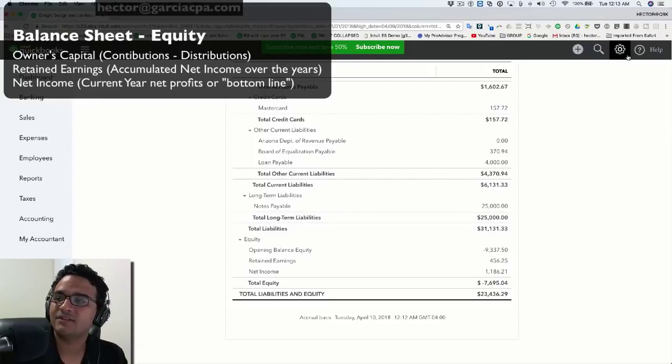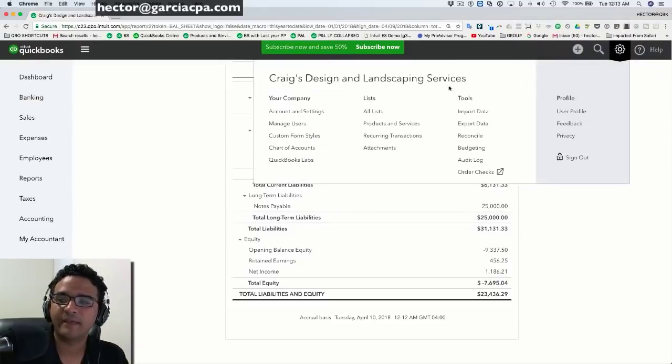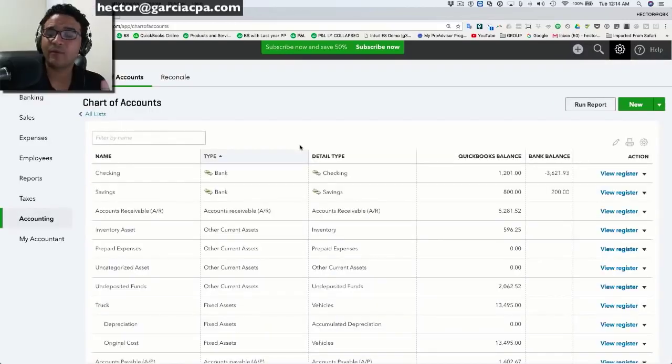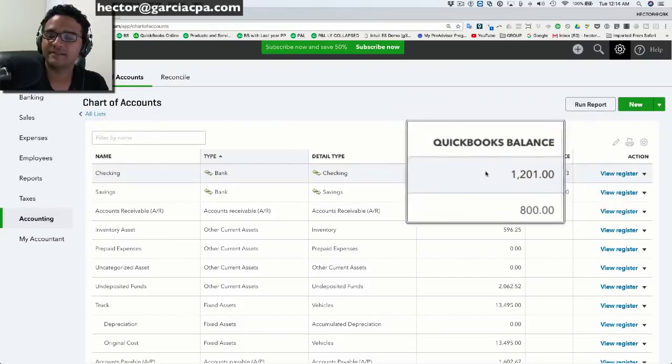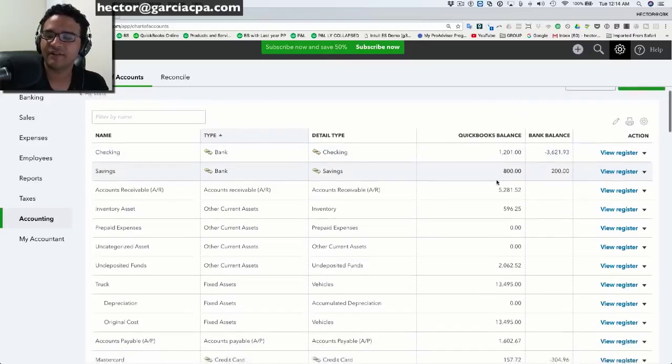That being said, let's go into the chart of accounts by clicking on the gear menu on the top right and then clicking on chart of accounts. When you look at the chart of accounts for the first time, there's something that should be blatantly obvious to you. A whole bunch of accounts at the beginning are going to have something called a QuickBooks balance. This is the register balance of each of those accounts in the chart of accounts.